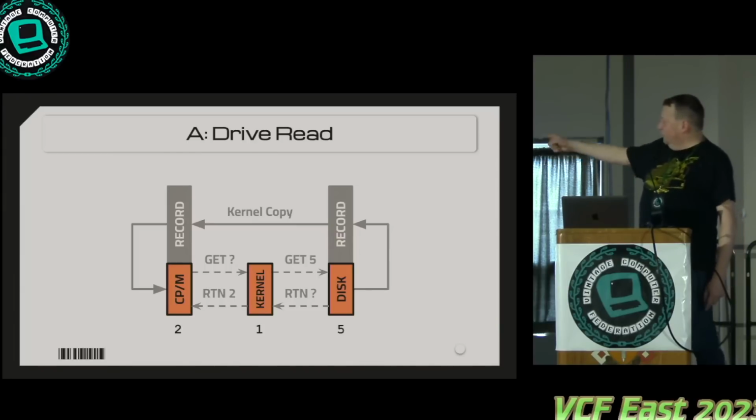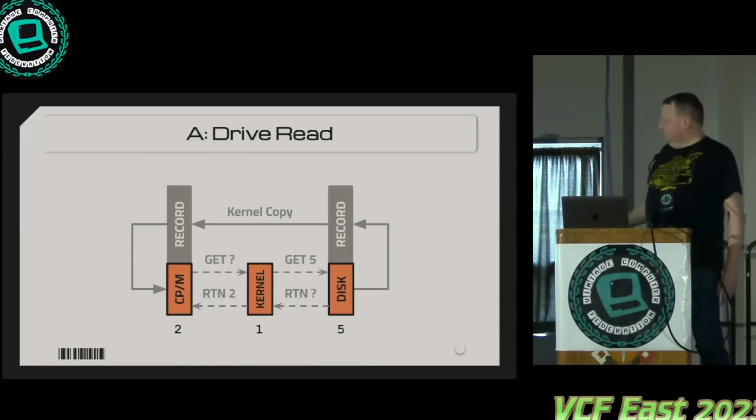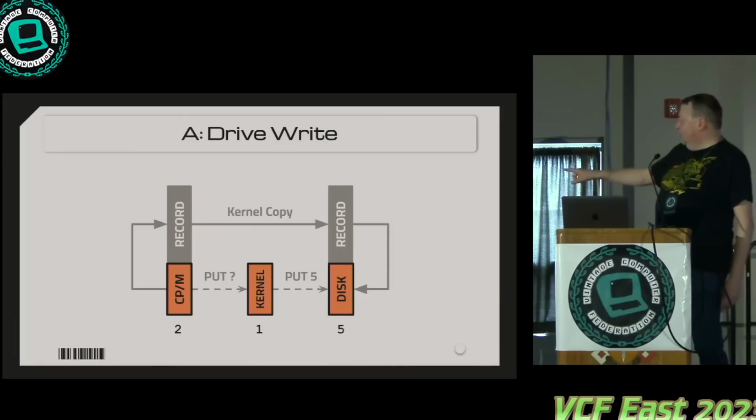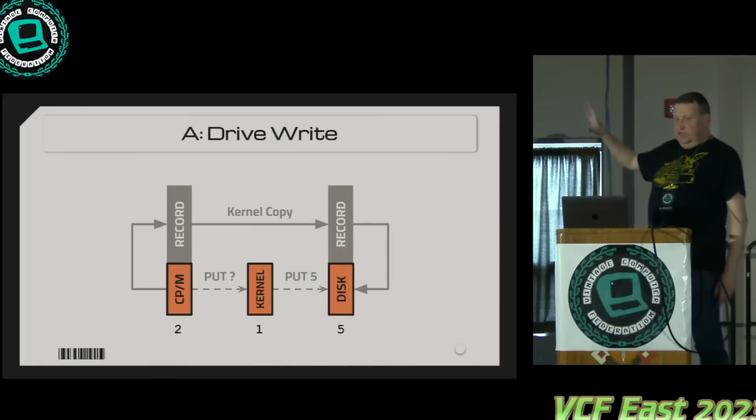And then the CP/M will copy it into its kind of file system. The write's a bit easier, where CP/M's going to write it to its shared memory. You're then going to say, put that on the disk drive. Kernel figures out where, copies it across, and then that CPU will copy it down into its file system.